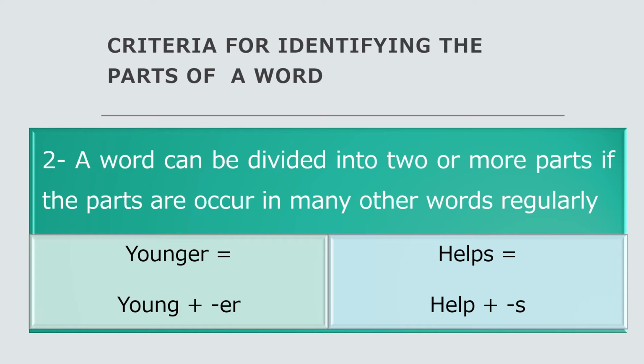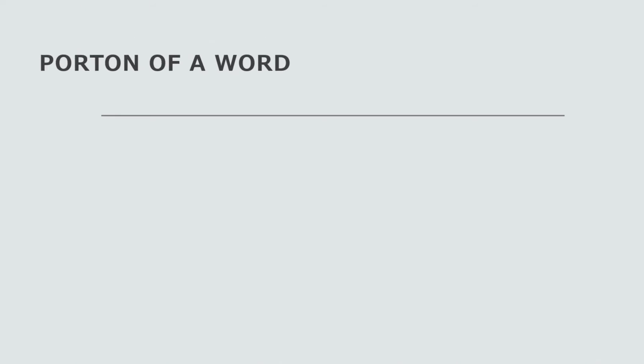Another example is the es in helps. We divide help because help comes as an independent word. Then we have to find out whether es is a regularly used part in English, and if you search, you will find that es comes after sleeps, hits, kicks and many other verbs in English when the subject is singular. So we can divide the word helps into two: the first part help, the second part es. And when we discussed the second criterion for dividing words into parts, we discussed that we have to look at whether that part is a regularly used part in the English language.